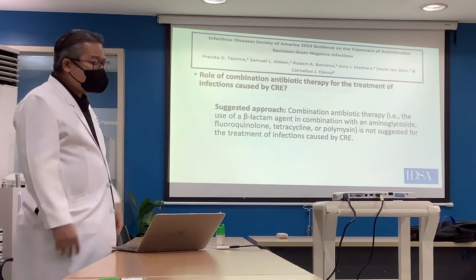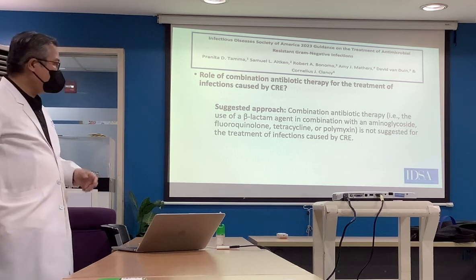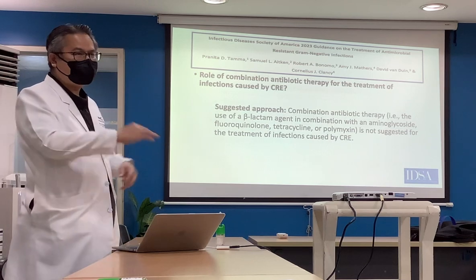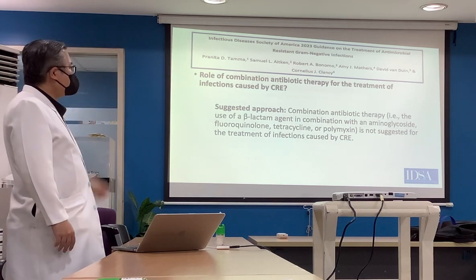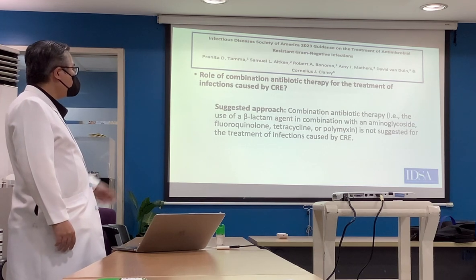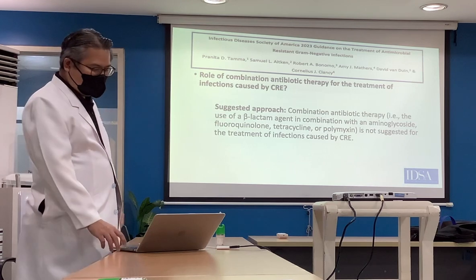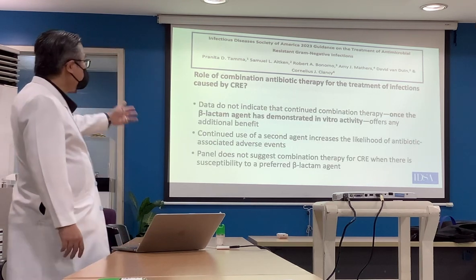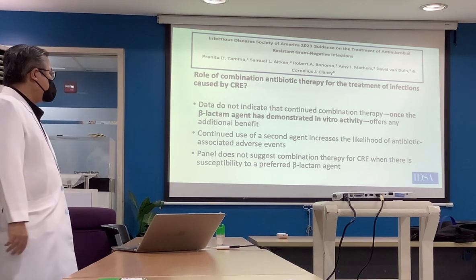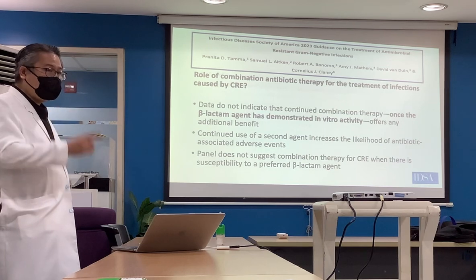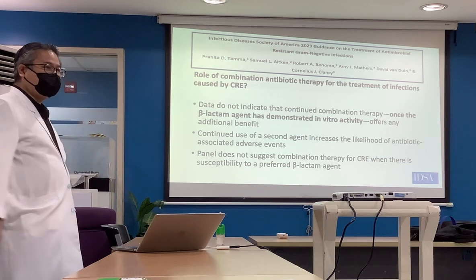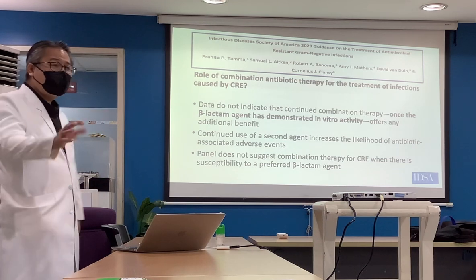Okay. Now dati, 2019, when the polymyxin guidance came out, no? Puro combination therapy, okay? But based on the 2023 guidance, the role of combination therapy for infections caused by CRE is no longer suggested. Okay. And the reason is because the data do not indicate that continued combination therapy offers any additional benefit, especially pag yung beta-lactam agent already shows that it's susceptible to that agent.